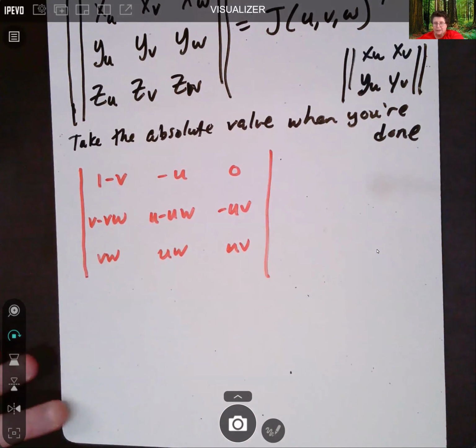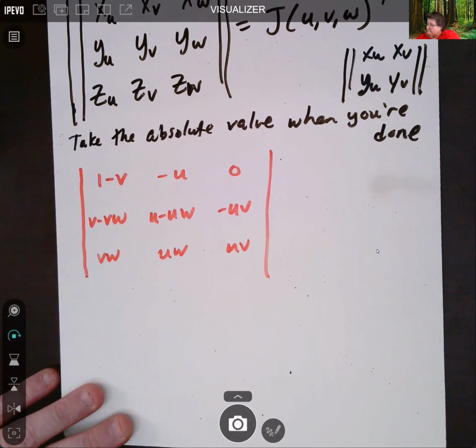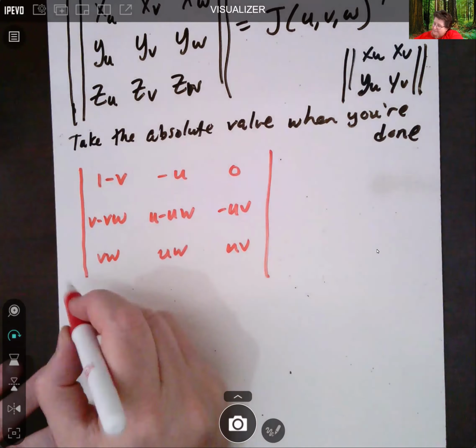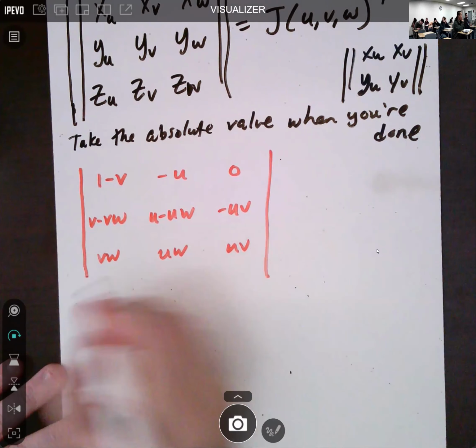Well, this looks like it's going to be a mess. That's the official terminology for it.